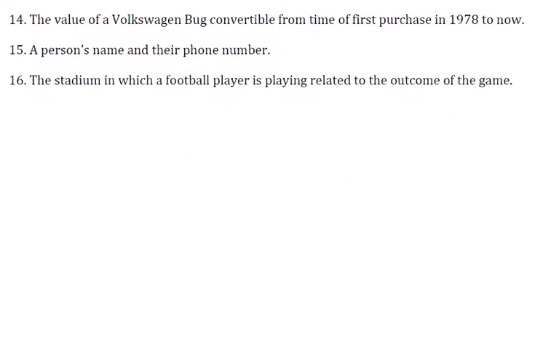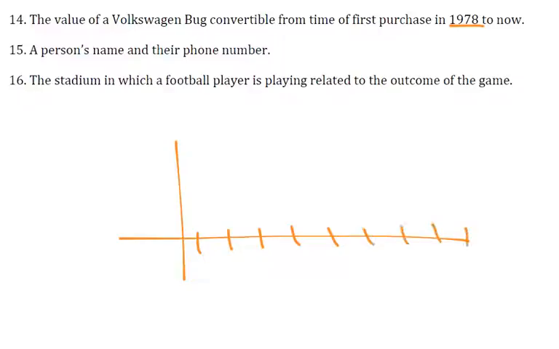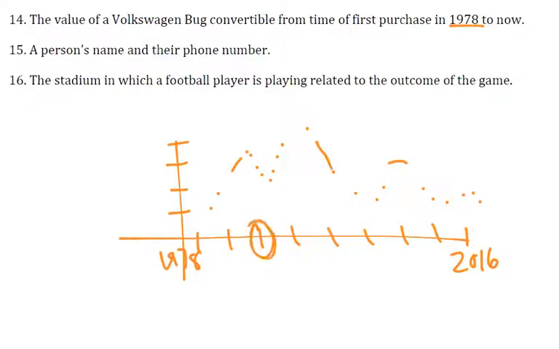Okay. 14. The value of a Volkswagen Bug convertible from time of first purchase in 1978 to now. So if we're thinking of this, we'd have all these years, right? From 1978 to now. And we'd want to know the value. Well, the value would be here, and it'd be going up, maybe it went down, up. That value could be going up and down, but if I pick a year, is it going to have a different value? That's the question.